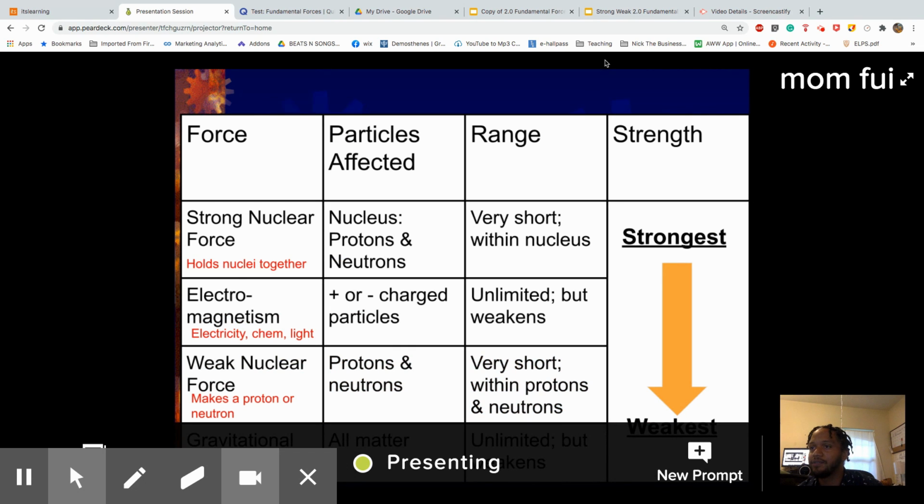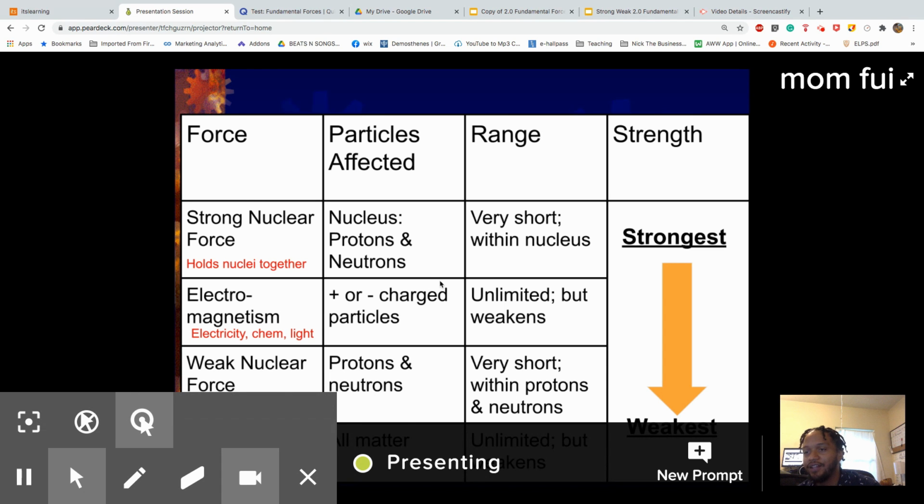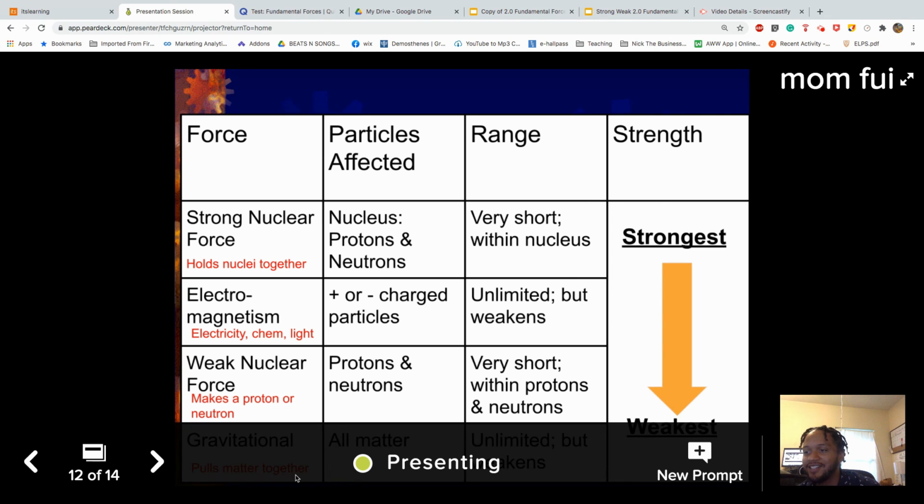All right, so next, main things you should know about the forces are that the strong nuclear force is the force that holds the nucleus together, and the electromagnetism force deals with electricity, chemistry, and light. Weak nuclear force deals with making a proton, a neutron, and gravitational force deals with mass. It pulls mass together. It pulls matter together.